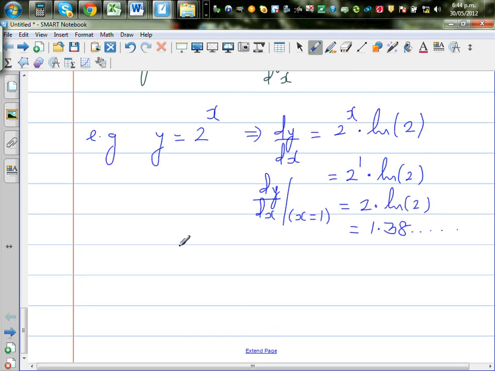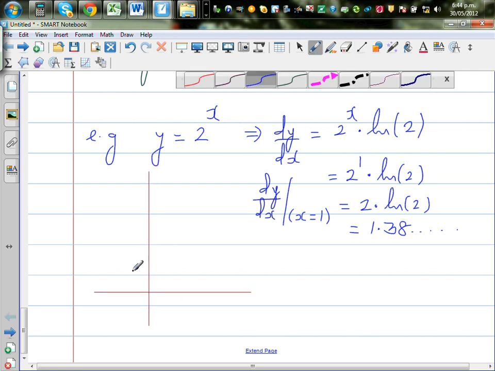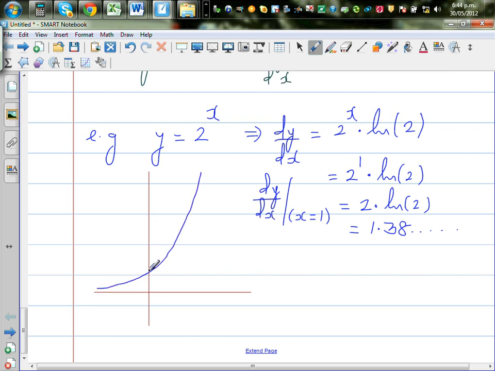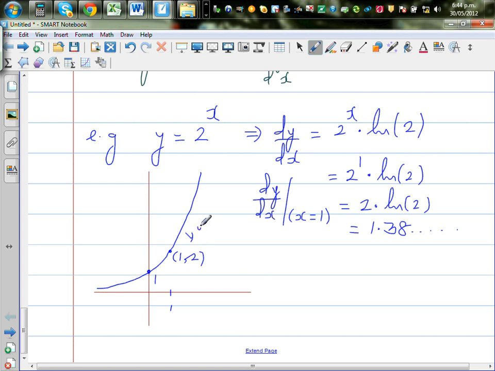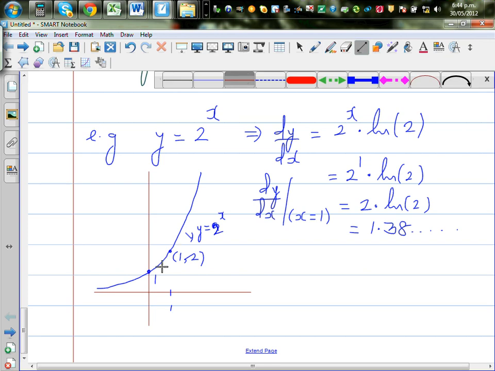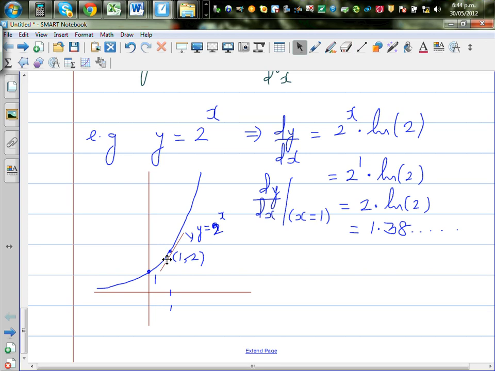I want to check this. So what does this mean? Let me show this in a graphical way. Suppose this is your function. 2 to the power x is an exponential function, so it'll go like this. This point is 1 comma 2, because the function is 2 to the power x. At this point, the gradient is 1.38. That means if you draw a line that just touches the curve at this point, the gradient is 1.38. That's the meaning of saying that dy by dx at x is equal to 1 is 1.38.